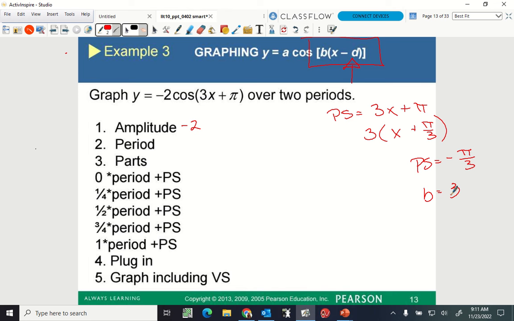So let's go through. My period is going to be 2 pi over b. My b value here is 3.